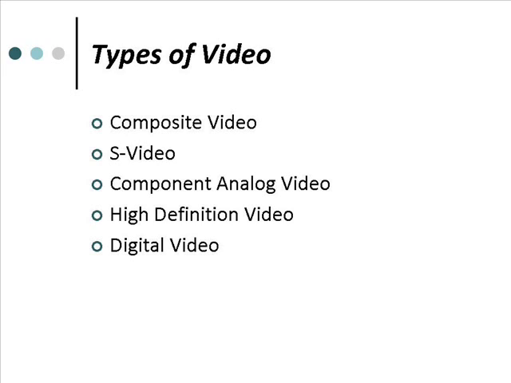There are several types of video signals. The 5 types of signals that we'll cover here are composite video, S-video, component analog video, high definition video, and digital video.